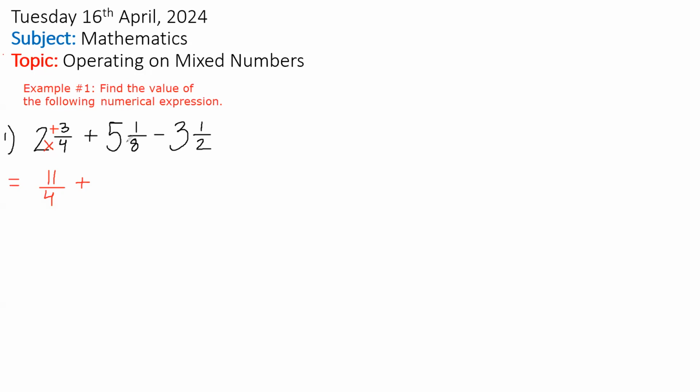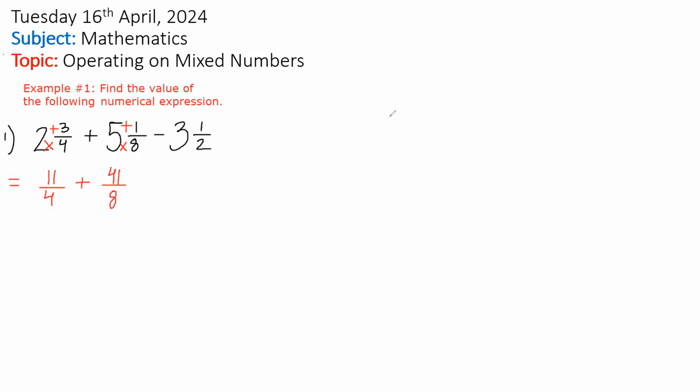We say 5 multiplied by 8 plus 1. What is 5 times 8? 40. 40 plus 1 is going to be 41. Very good. So it's going to be 41 over 8.